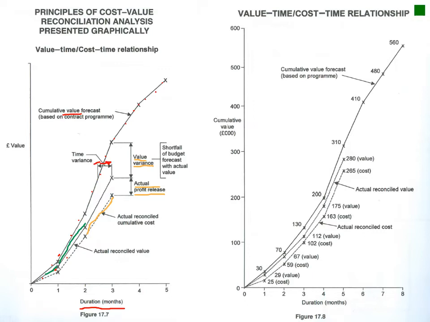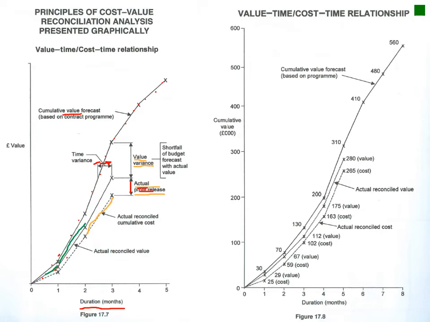The client is not interested in your actual profit release, because that is for you as the contractor. The client is only interested in that up to the point of whether you can continue with the work or not. Obviously you have a shortfall of budget forecast versus actual value. Then the next graph just shows the value time forecast, the time relationship.